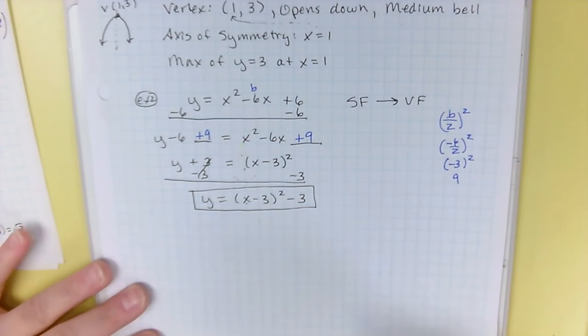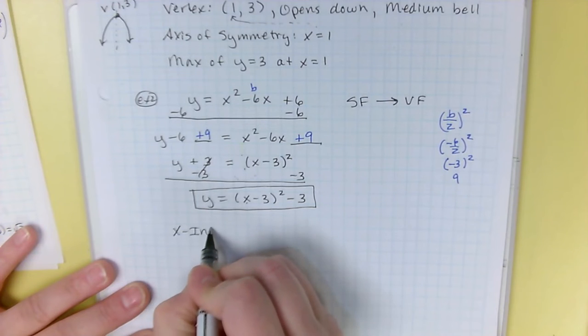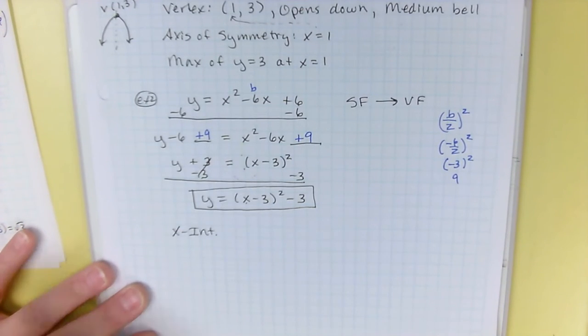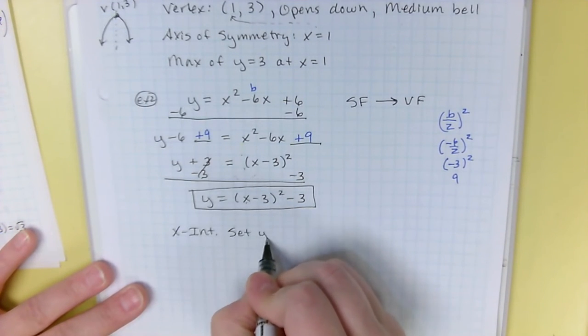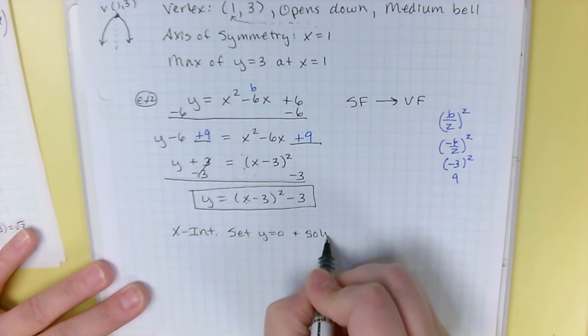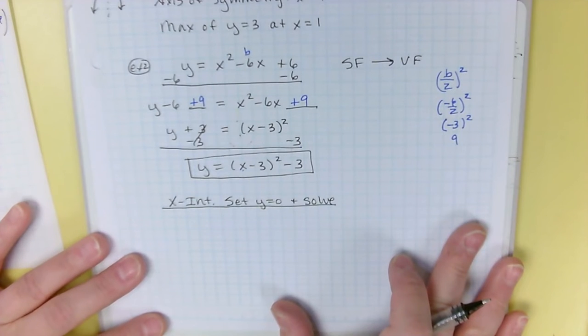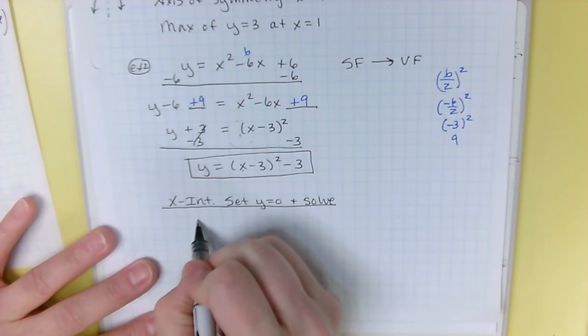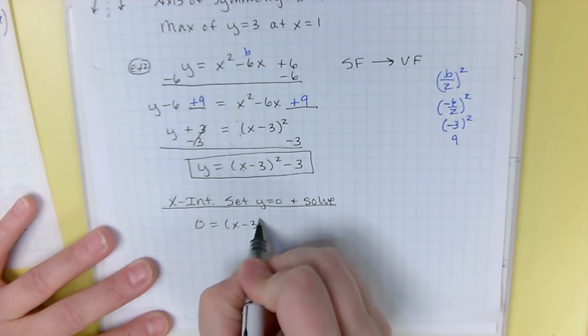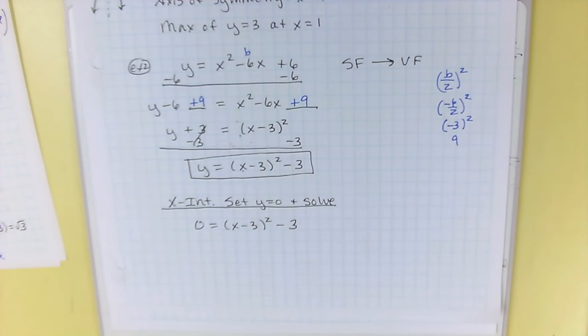All right, so let's say that you need to find the x-intercepts of the graph, which means you're going to set y equal to 0 and solve. Really, I think you could figure this one out, but I was going to show it to you anyway because it looks a little weird. So 0 equals (x minus 3) squared minus 3.